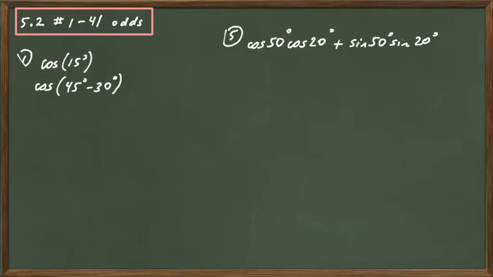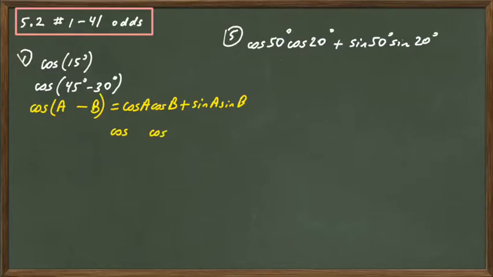I think we're going to jump right into the assignment. The assignment's going to be 5-2, 1 to 41 odds. I'm going to do a hodgepodge of these. They give you cosine of 45 degrees minus 30 degrees. Could this be written as cosine A minus B? If so, I know it'd be cosine A, cosine B, the opposite sign, sine A, sine B. So what we're going to do is fill this in: cosine, cosine, plus sine, sine.